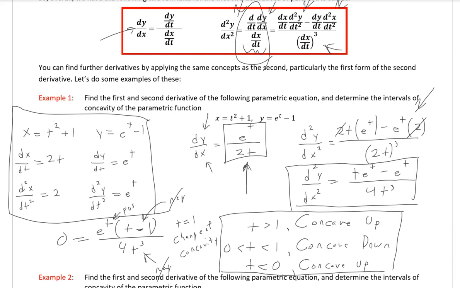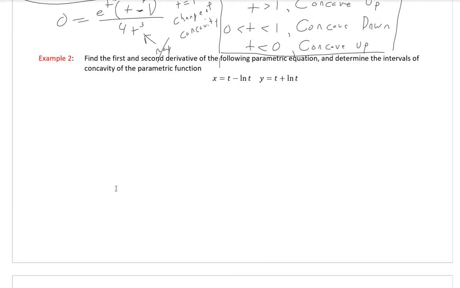Okay, so that's an example of finding both the first and second derivative and then checking for concavity. Let's do another one of these. So the first and second derivative of these, and then we're also going to find the concavity yet again. So first we have x is t minus natural log of t. And so what we're going to find is the first and second derivative of each of these.